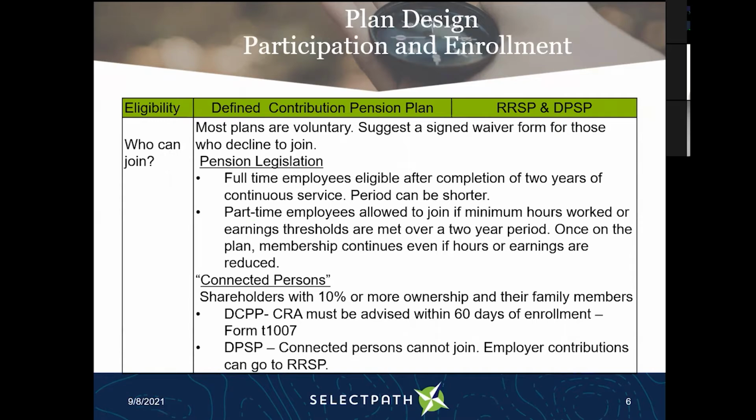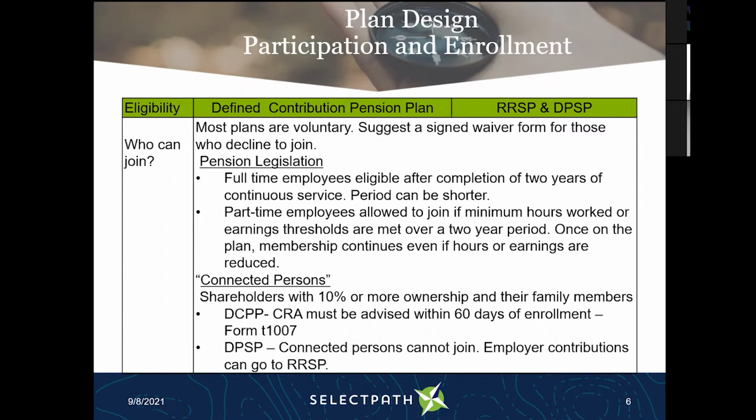Let's get into the different plan provisions. As you can see, I've created two columns: defined contribution pension plan and the RSP and DPSP plan type. There are some similarities between the two in the outcomes of the programs. So I've tried to highlight the similarities and also the differences.